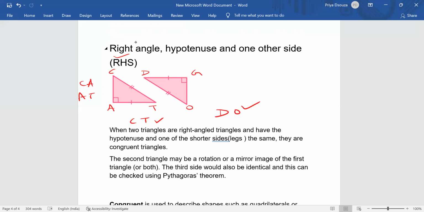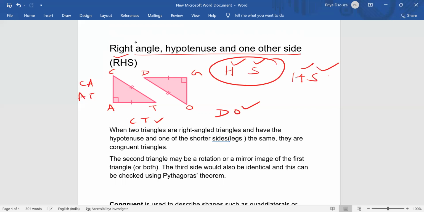So what does this RHS criterion say with respect to congruency? If in two right angle triangles, so we are specifying two right angle triangles, the hypotenuse and one side of one right angle triangle are equal to the hypotenuse and one side of the other right angle triangle, then the two triangles are congruent by RHS criterion. You need to be given the hypotenuse for a right angle triangle, and the other side has to be given. Then we can say that the two right angle triangles are congruent. The other things we can check: CA will be equal to DO.